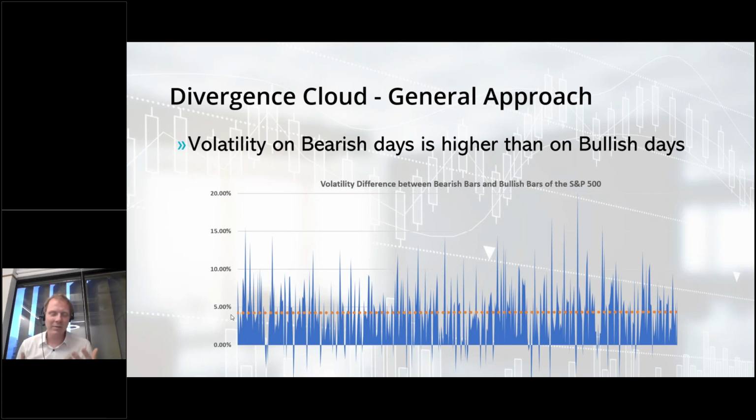There can be lots of explanations for this. Some of them are psychological: if the market goes down, people tend to panic more and unload their stocks, whereas when the market goes up, it's considered low risk, and people want to get back into the market if the market is not as volatile. So these could be some explanations.